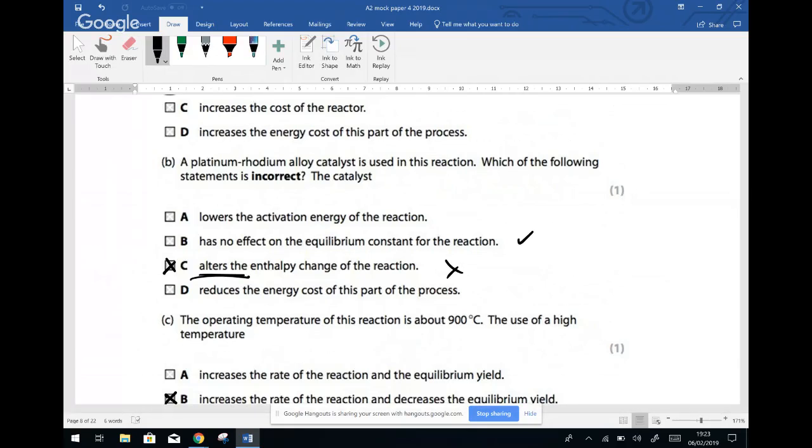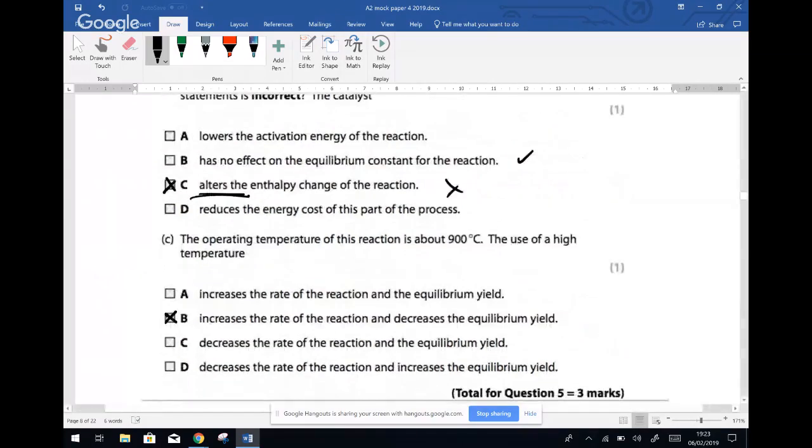It reduces the energy cost of the parts of the process. No, if you add a catalyst, you don't change anything else in the setup. So the cost doesn't change. In fact, technically, you're having to buy a catalyst, even though you only buy it once, you still have to change stuff to make it fit.